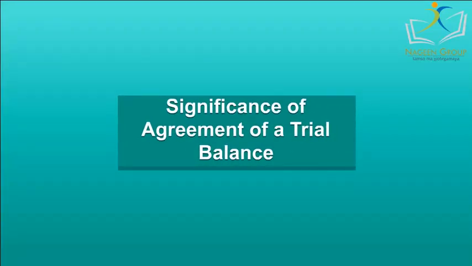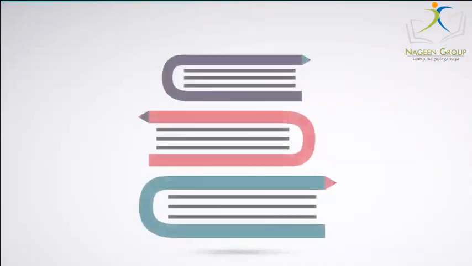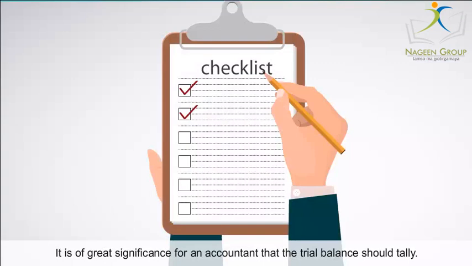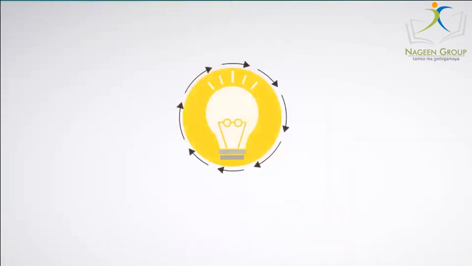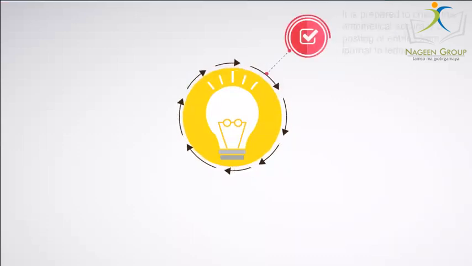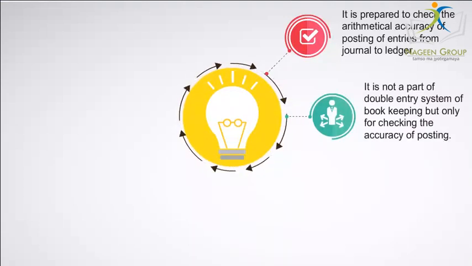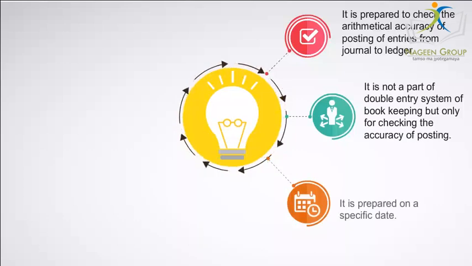Significance of agreement of a trial balance. Trial balance and its features. The trial balance is the list of debit and credit balance taken out from the ledger. Its features include: 1. It is prepared to check the arithmetical accuracy of posting of entries from journal to ledger. 2. It is not a part of the double entry system of bookkeeping, but only for checking the accuracy of posting. 3. It is prepared on a specific date.